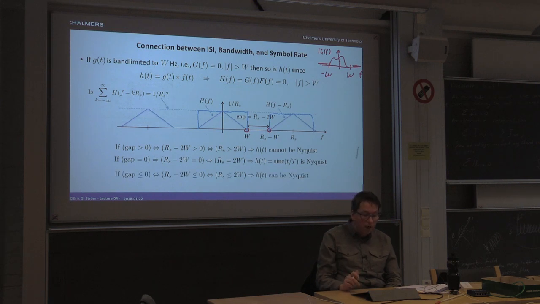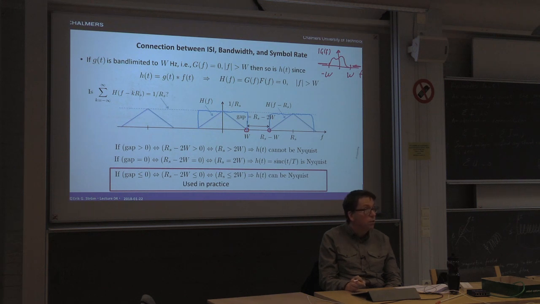Now if the gap is less than 0, meaning that there is some overlap between these two boxes here, then intersymbol interference-free transmission is still possible. And many of these impulse responses are possible now because we have some freedom. We don't necessarily need to use a box here. We can use something else. And this is the case which is used in practice.